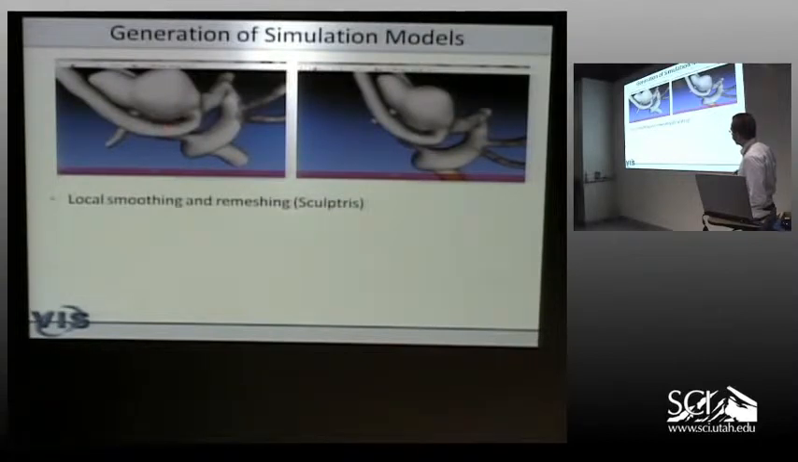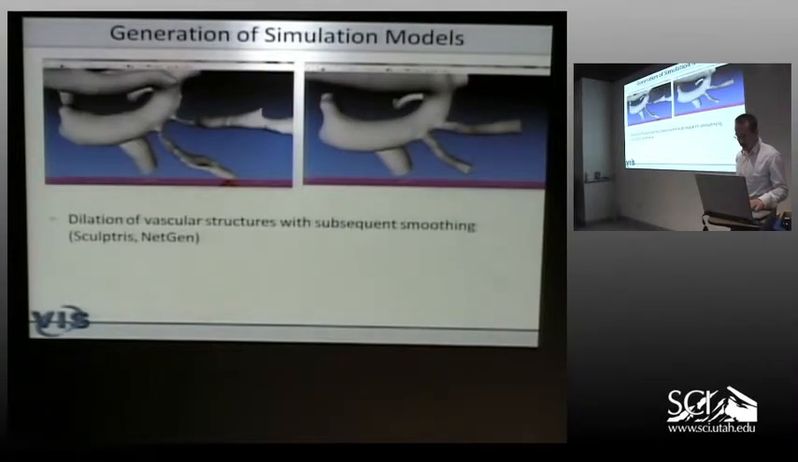You see here that there is a much larger triangle density in this area and also in this area where we applied these corrections. And this would lead to a very inhomogeneous triangle size, which is not acceptable for the simulation. So here is the remeshed version, which is accomplished with the Sculptris tool. And one more problem is visible. Here is the smoothing shown again.